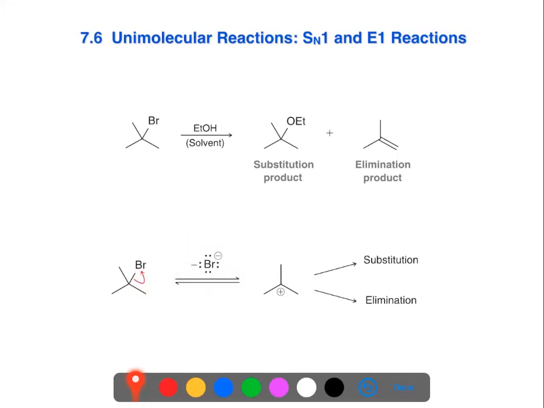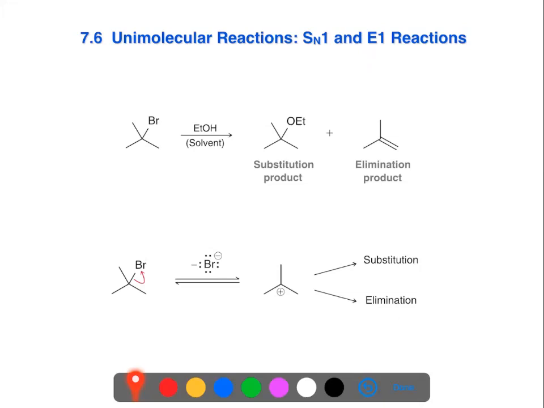As a result of that loss of the leaving group, we end up with an intermediate, and this intermediate is a tertiary carbocation. It's from this tertiary carbocation that we can either end up with a substitution product or an elimination product. The substitution product that results from this further reactivity from the intermediate is referred to as the SN1 reaction, whereas the path from starting alkyl halide to the elimination product is the E1 reaction. So that's what we're going to discuss today.